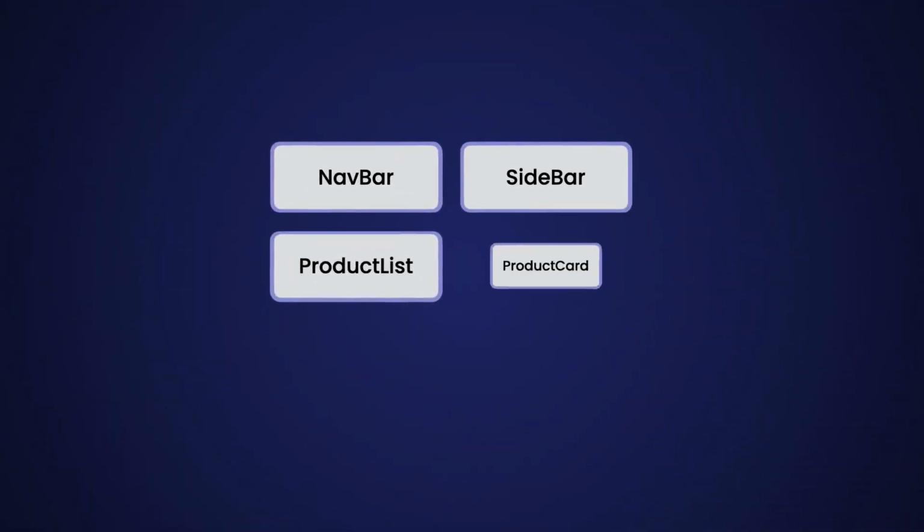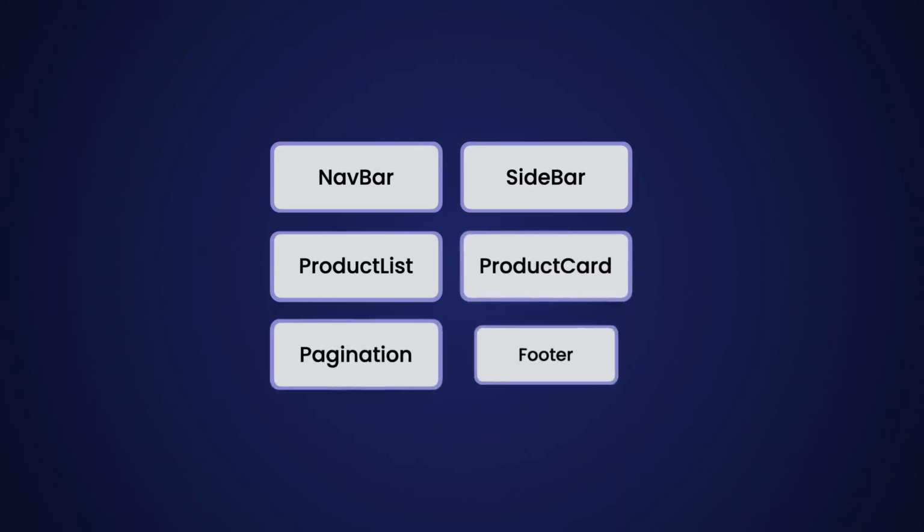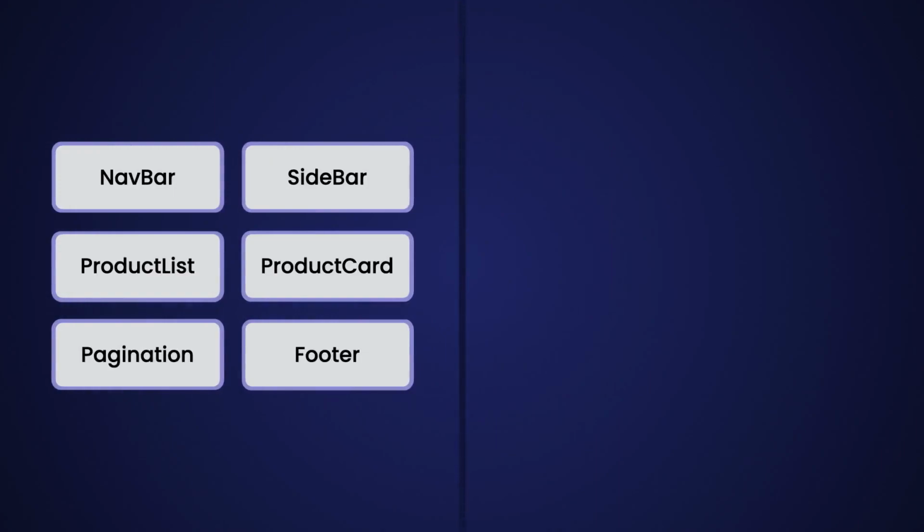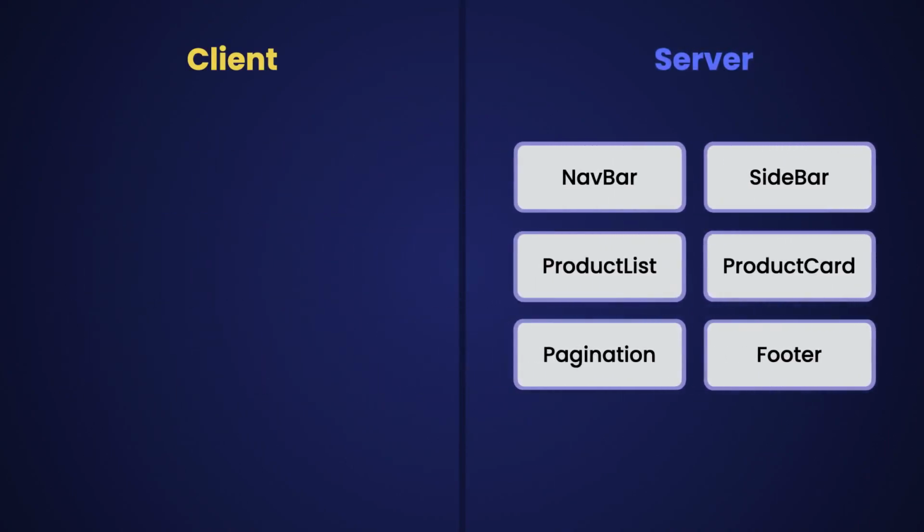Here is an example. Let's imagine we want to build a page to show a list of products. To build this page, we probably need several components like navbar, sidebar, product list, product card, pagination, and footer. Now, in standard React applications, we have to package all these components and send them to the client for rendering. But in Next.js, we can keep all these components on the server and minimize the bundle size.